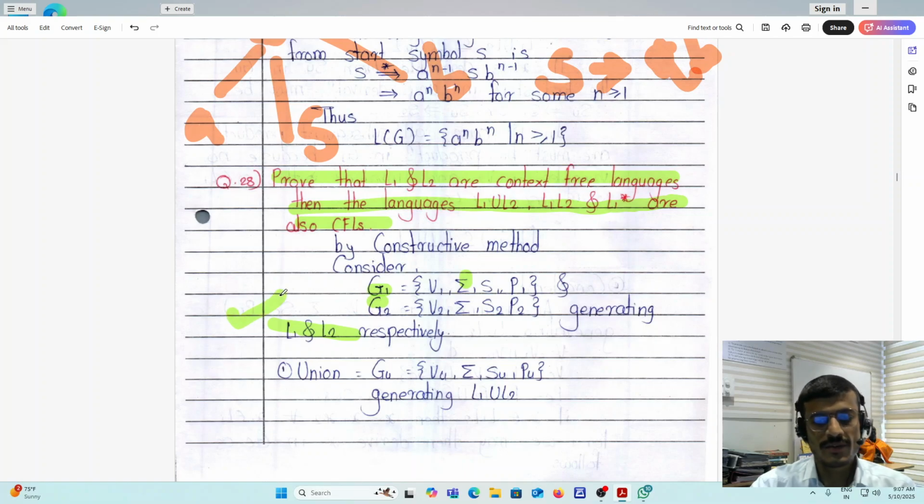So that is the terms given to you. Now in the case of union, what are we actually going to do? See here, GU, the resultant grammar after union, which gives you V_U, Σ, S_U and P_U, will be generating L1 union L2. That is G of L1 union L2, which will be generated after the union operation.